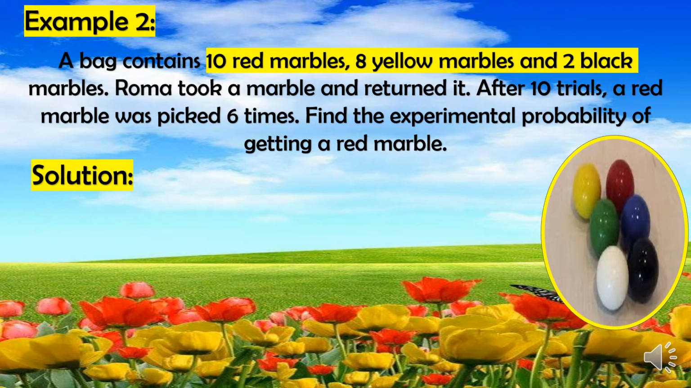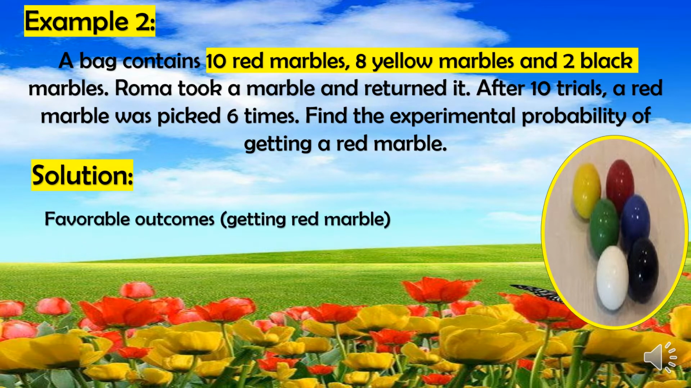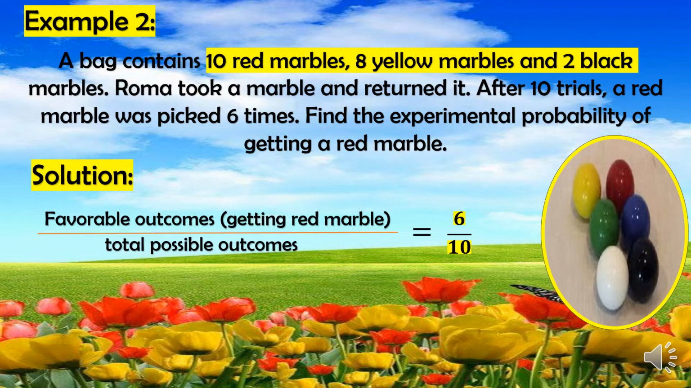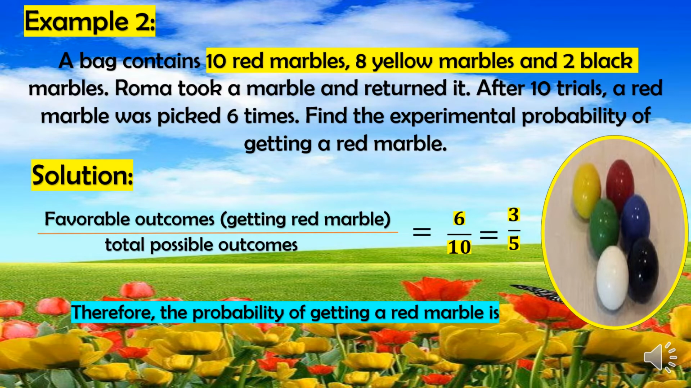So, for the solution of problem number 2, again, the favorable outcomes, getting a red marble, over total possible outcomes. So that is equal to 6 over 10, because Roma picked the red marble 6 times over 10 trials. So let us make this into lowest terms. So we have 3/5. Therefore, the probability of getting a red marble is 3/5.